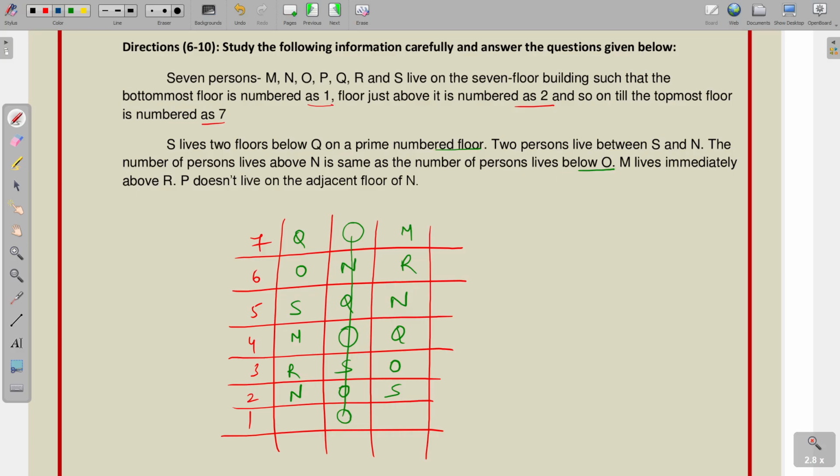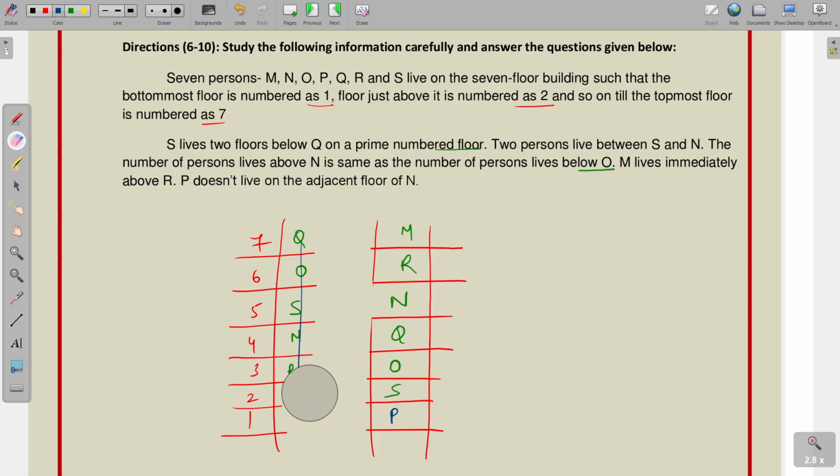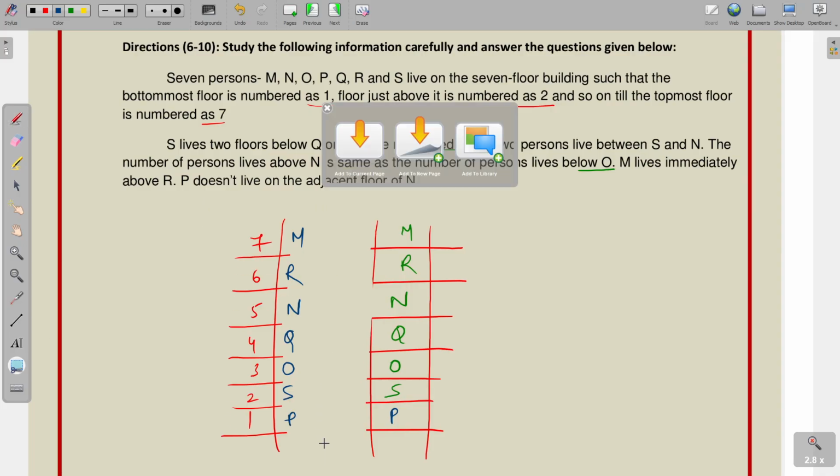So, only one place we left, that is P here, and here also P. Both N and P are immediate neighbors to each other. So, this possibility is also not correct. Okay. So, it is the final arrangement of the puzzle: M, R, N, Q, O, S and P. So, let us move on to the questions.